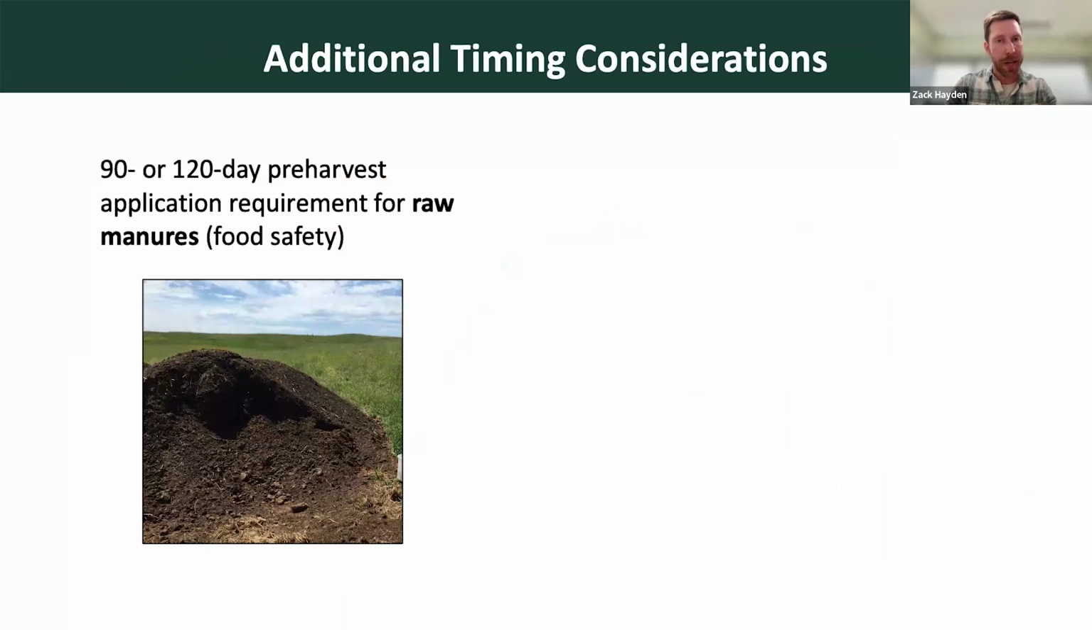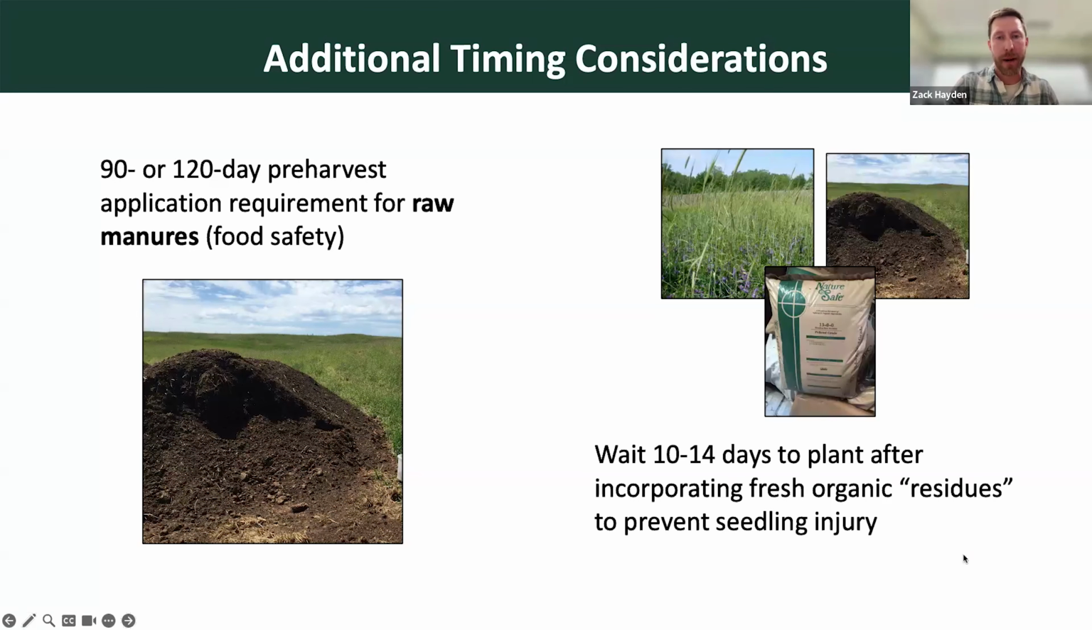A couple additional timing considerations make this more challenging as well. When we're dealing with raw manure, we also, for food safety, have pre-harvest intervals, either 90 or 120 days, that material needs to be applied before harvest, depending on whether the crop is going to be touching the ground or not. So that extends for some crops the period where we've got available nitrogen in the soil, but no crop taking it up.